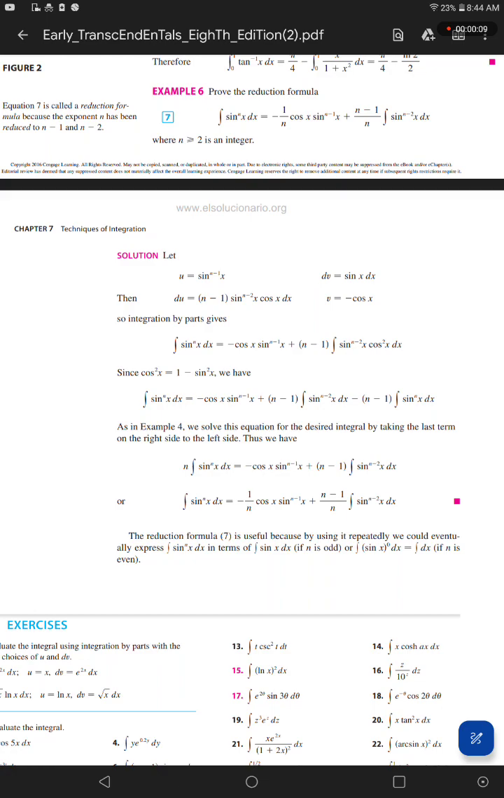Sidebar. Equation 7 is called a reduction formula because the exponent n has been reduced to n minus 1 and n minus 2.